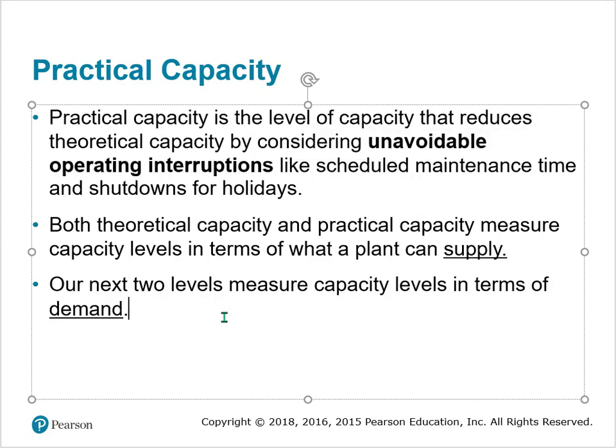Scheduled maintenance time, shutdowns for the holidays. I mean, these are things that are just going to happen. So both theoretical capacity and practical capacity measure capacity levels in terms of what a plant can supply. The next 2 levels measure capacity levels in terms of demand.